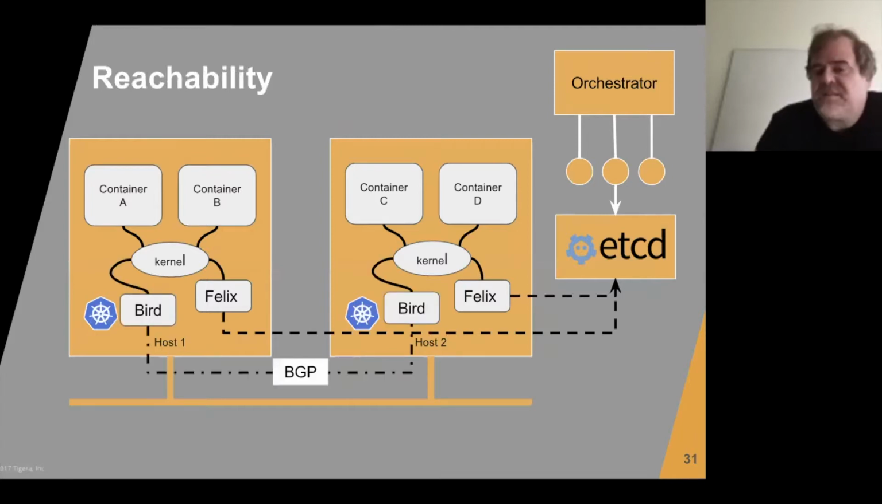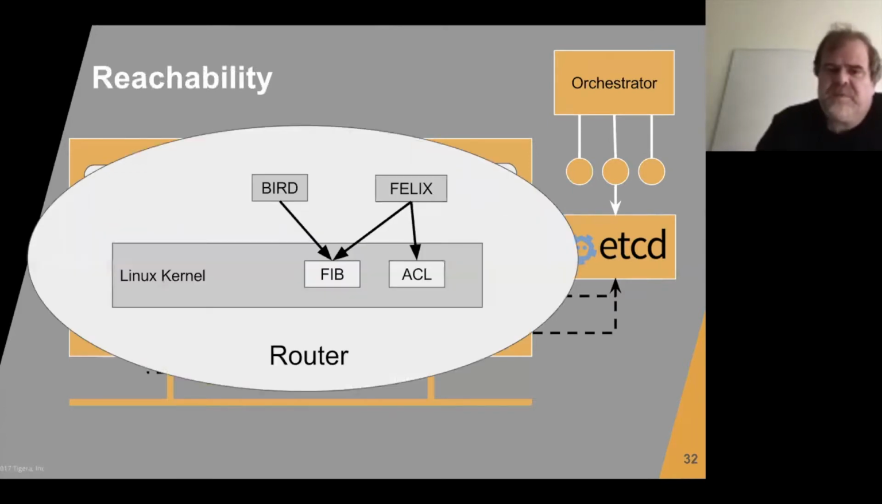And then if necessary, if we're in private cloud or in some public clouds, we might run a BGP daemon, which tells the rest of the world that container A and B is on host 1 and container C and D is in host 2. What this actually looks like is the routing daemon talks to the forwarding information base. The Linux kernel is the reachability, you know, where are things in the network. That's also programmed by Felix based on information from the orchestrator.